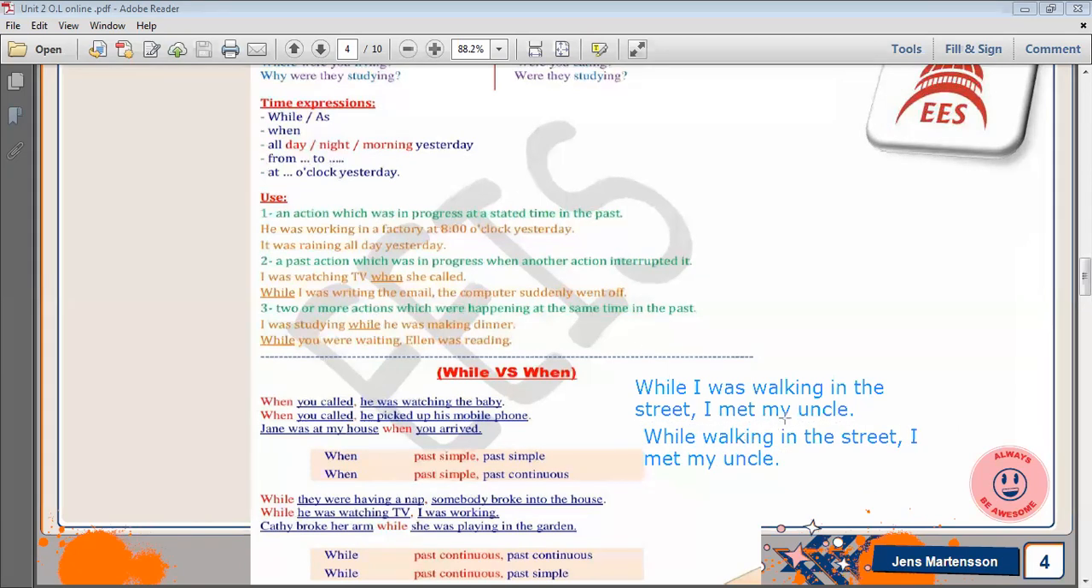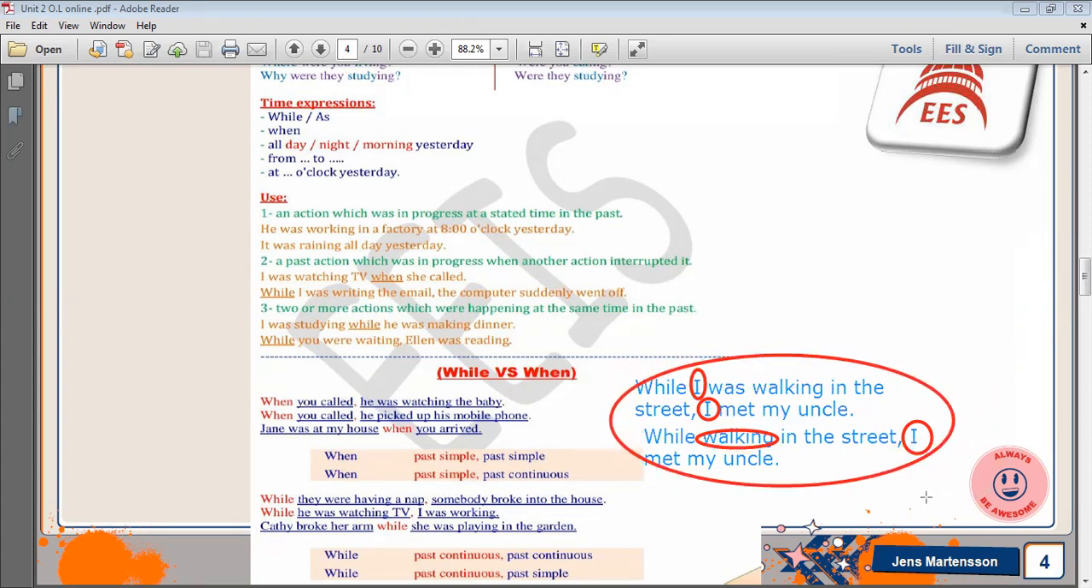Here I have while and after while verb-ing, but the subject is the same. Like while I was walking, I met. Now I canceled the subject in the first sentence. Look, while walking in the street, I met my uncle. Okay, I think now you get this point, right? Okay, beautiful.